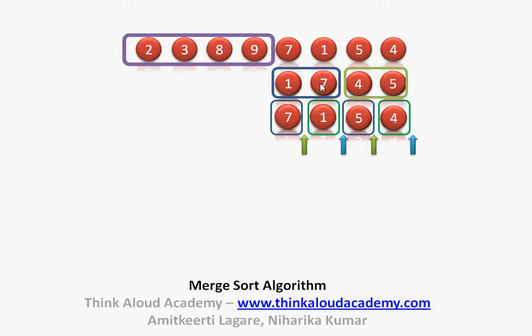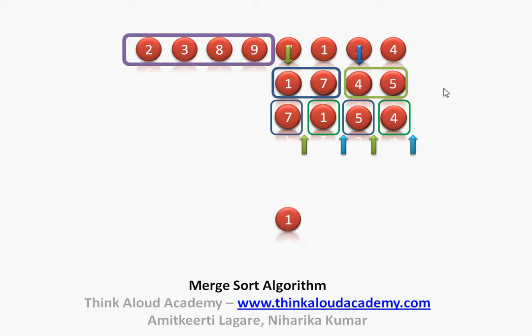So finally, I need to merge these 2 sublists to get a 4 element sorted sublist. What I do, I put an index on 1, which is the starting element of this sublist, and on 4, which is the starting element of this sublist. And then I try to merge these 2 sublists.